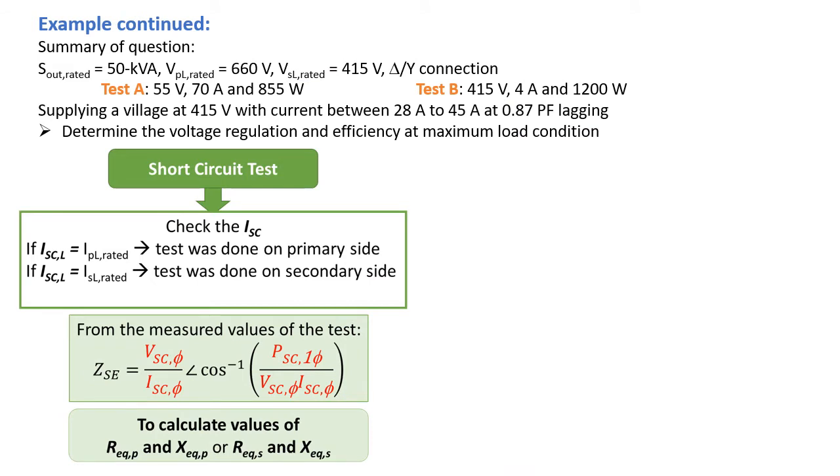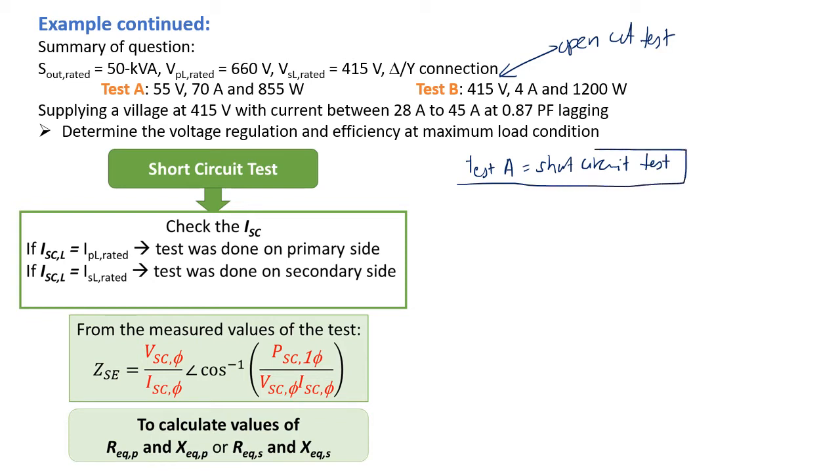Right, so we know that test B is the open circuit test. So that means test A is the short circuit test. But what we need to know now is on which side test A was conducted. Now, in order to know which side, we need to check the current given in the test data, which is here 70 amperes. We need to determine if this current is equal to the IP line rated or IS line rated in order to know which side the test was conducted.